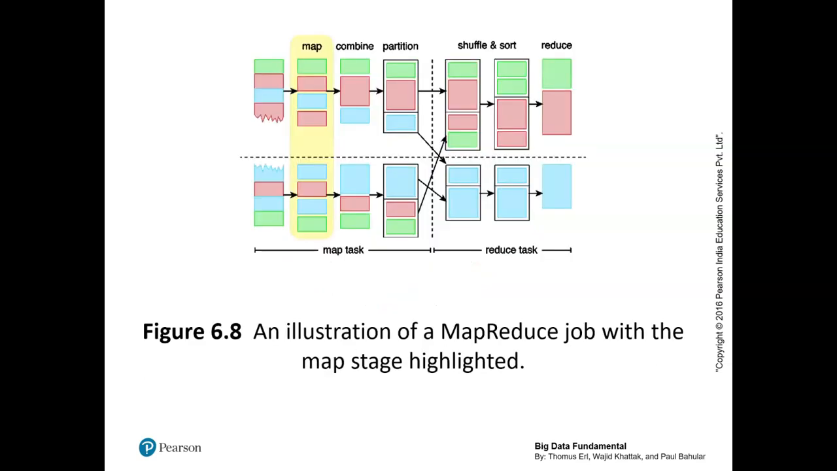Now we see an illustration of the MapReduce job with the map stage highlighted, showing how MapReduce works in Hadoop. First the mapping is done for the different tasks, then the results are combined, and after that partitioned. After partitioning, the next steps are shuffling and sorting. Once shuffling and sorting are done, the common items are reduced. We will see what the common things are and how we can reduce them in the upcoming slide.